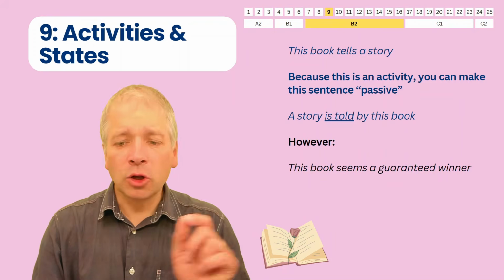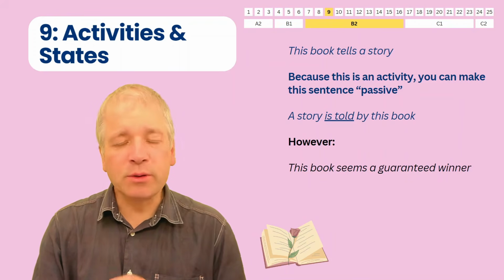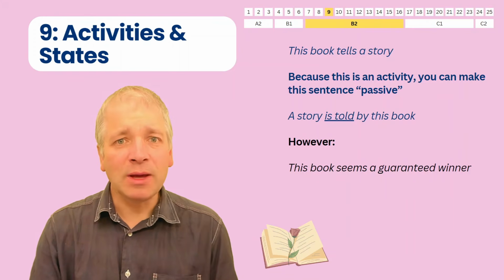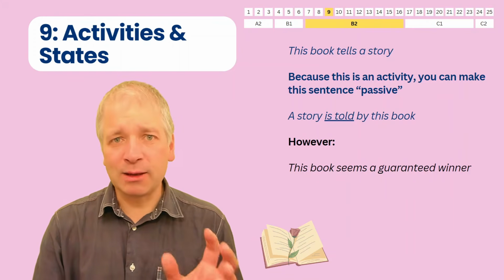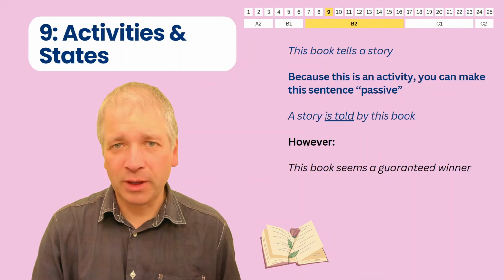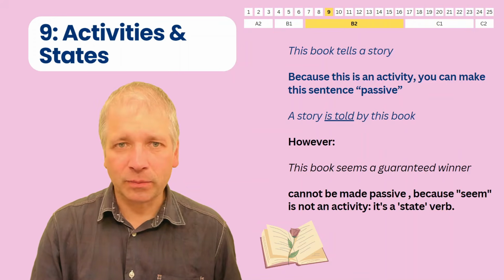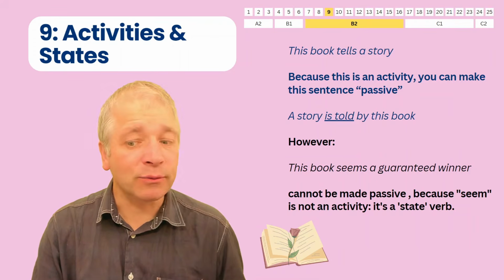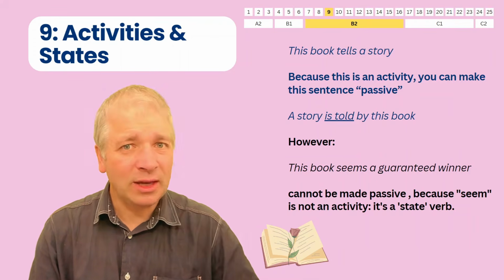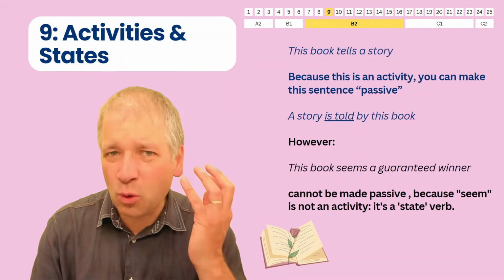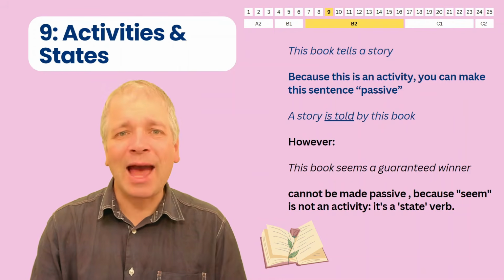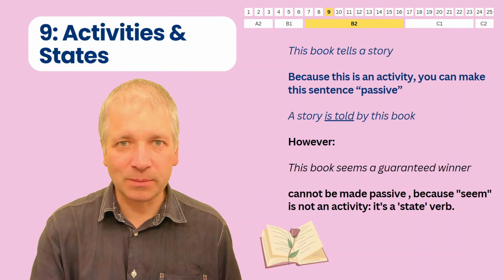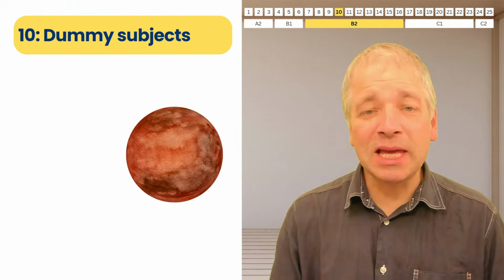However, look at this example here. The book seems a guaranteed winner. Now, the verb seem is not an activity. It's what we call a state verb. It's to do with describing. In this case, we cannot make seem passive. Seem is not an activity. It's a state verb. Therefore, it must always stay in the active voice and not be changed into the passive voice.